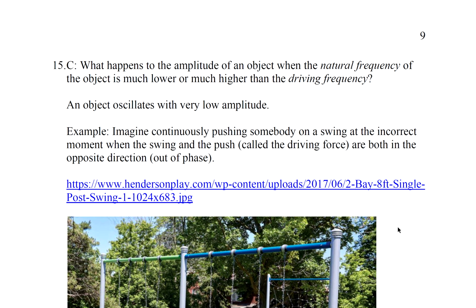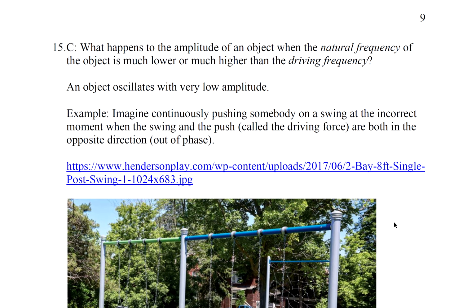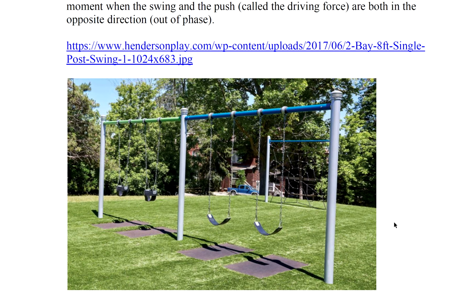Question 15. What happens to the amplitude of an object when the natural frequency of the object is much lower or much higher than the driving frequency? An object oscillates with very low amplitude. So here's an example. Imagine continuously pushing someone on a swing at the incorrect moment when the swing and the push, called the driving force, are both in the opposite direction, out of phase. So here are swings.